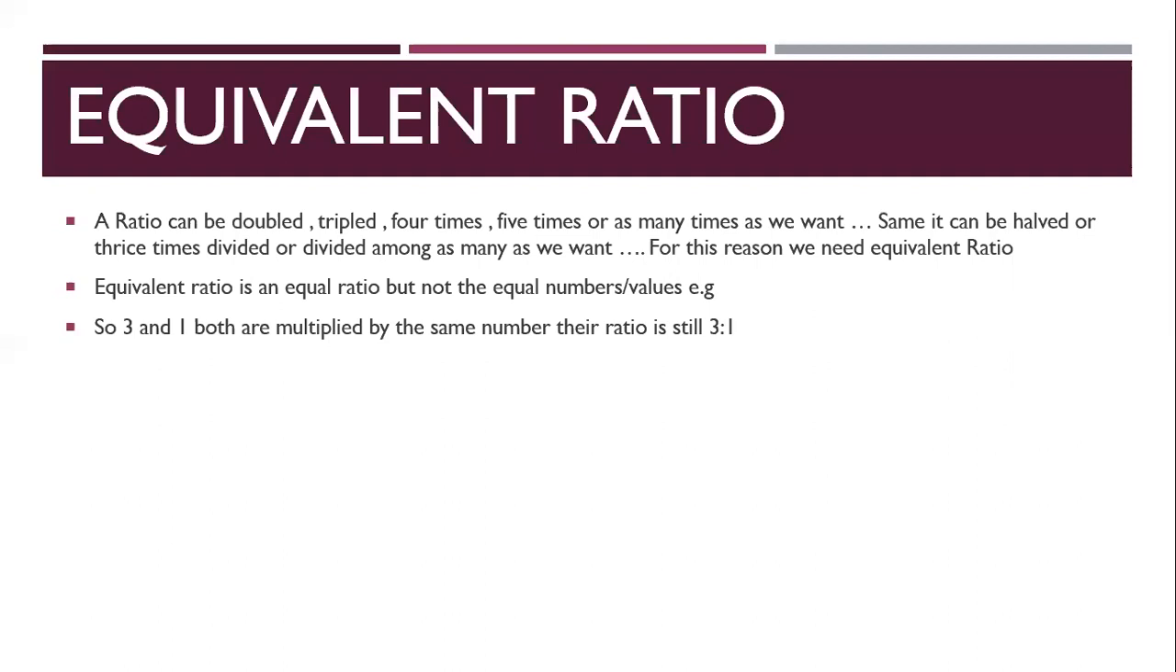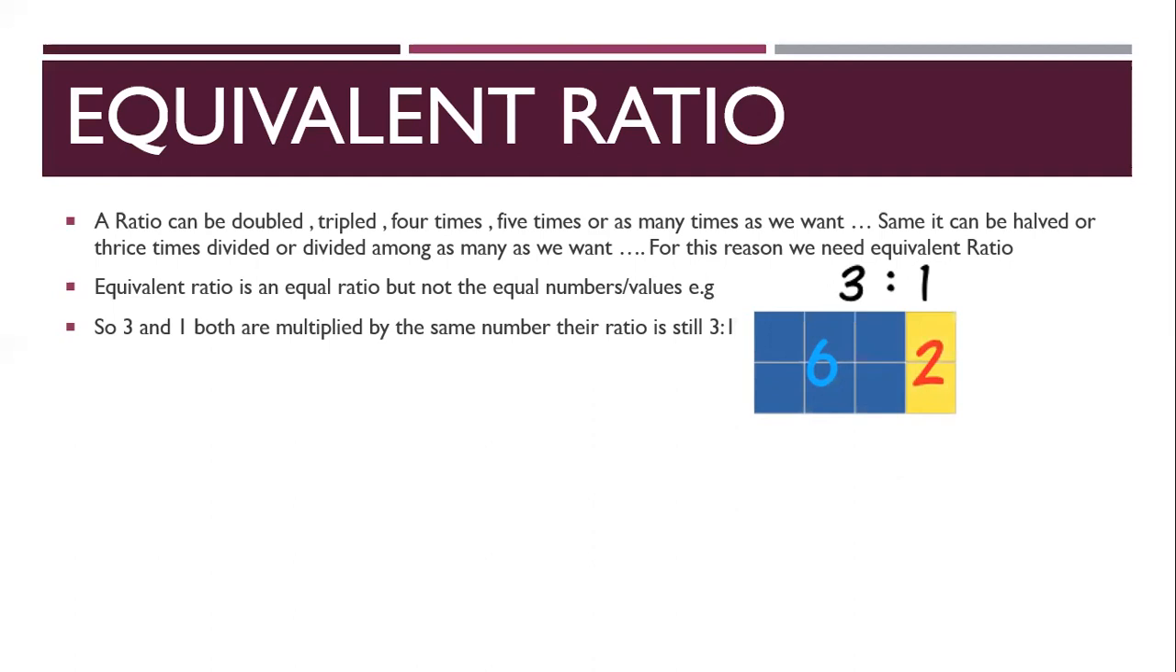So, in the previous example, 3 and 1 are the ratio of 3 blue tiles to 1 yellow tile. If it is multiplied by the same number, the ratio will remain the same, but the number of tiles will be doubled, tripled, or multiplied by whatever number we use. For example, in this case, 3 and 1 are both multiplied by 2. 3 2s are 6 and 1 2 is 2. So now there are 6 blue tiles and 2 yellow tiles, but their ratio remains 3:1.